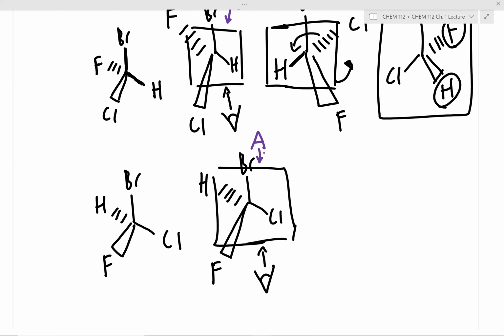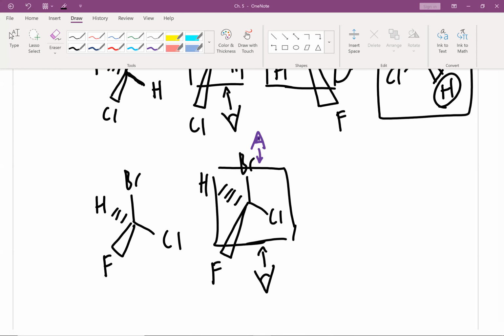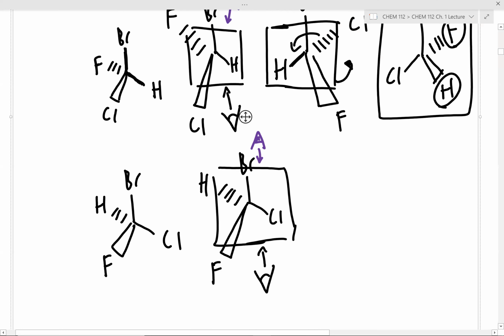essentially what we're doing is, if we're viewing the structure from the back, let's now map on each of our substituents. So viewing our structure from the back, our bromine is still pointing up.